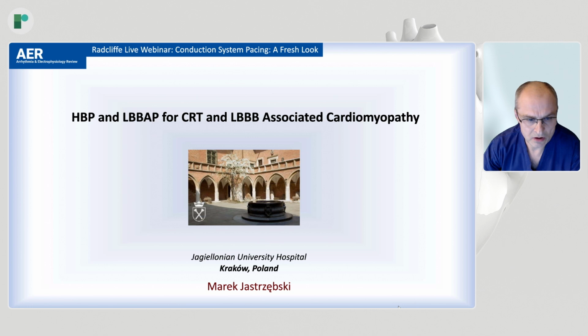My task is to talk about his bundle and left bundle branch area pacing for CRT, so how to resynchronize using conduction system pacing. I will focus more or less on the things mentioned in the paper that we prepared for the CSP issue of Radcliffe Arrhythmia and Electrophysiology Review.